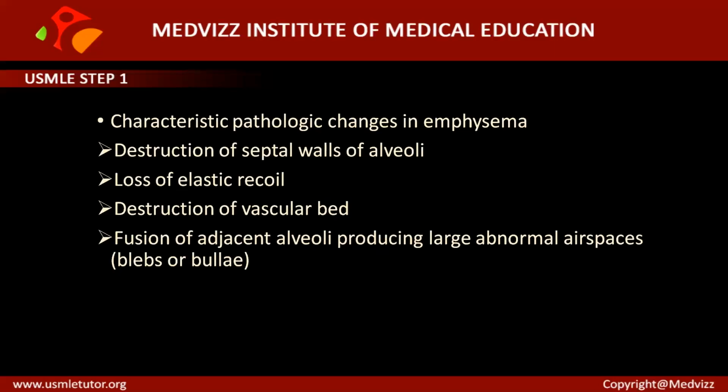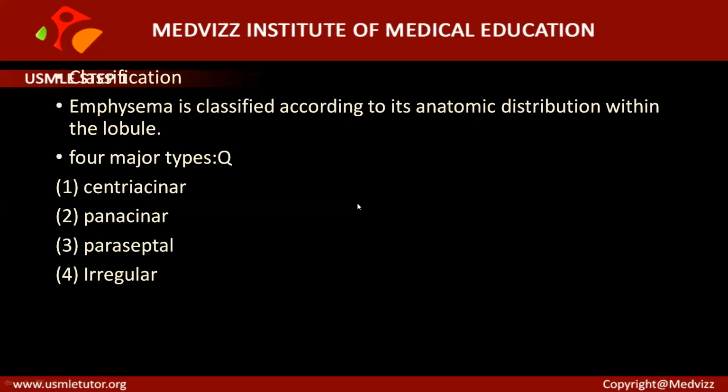Remember, there are different types of emphysema we are going to discuss now. Whatever may be the type of emphysema, all the four characteristic features you can see, but the degree of severity may differ in each type. So now let us talk about four different varieties. Emphysema is classified mainly according to the anatomical distribution within the lobule. Depending on that: centriacinar, panacinar, paraseptal, and irregular.